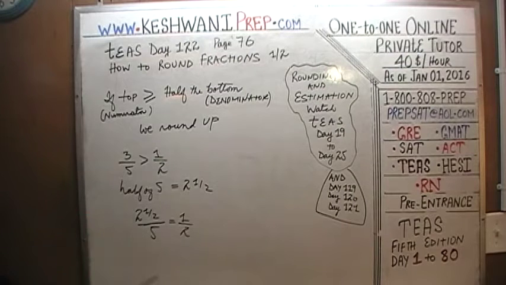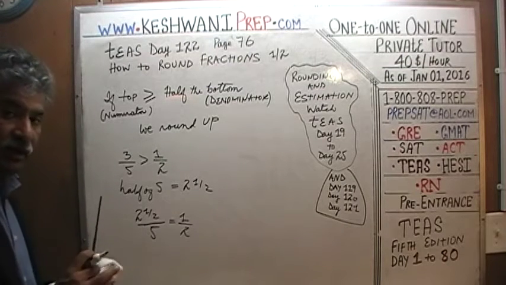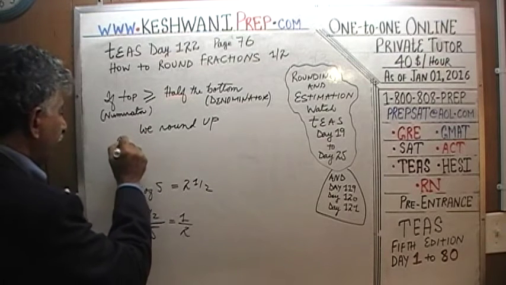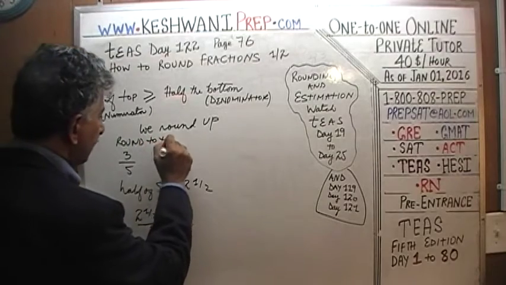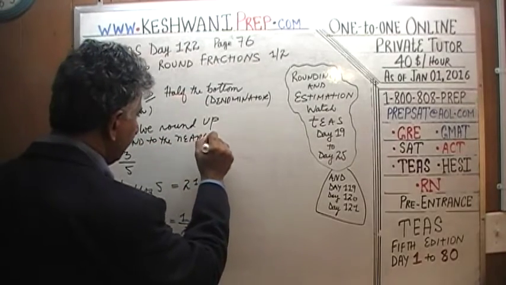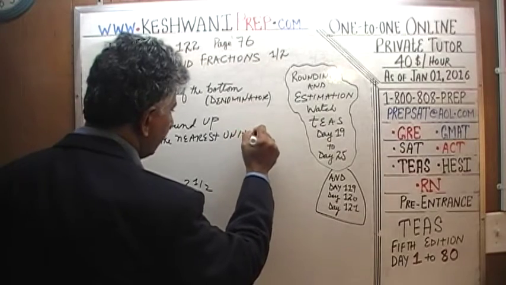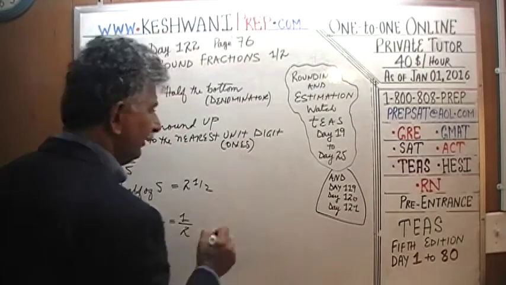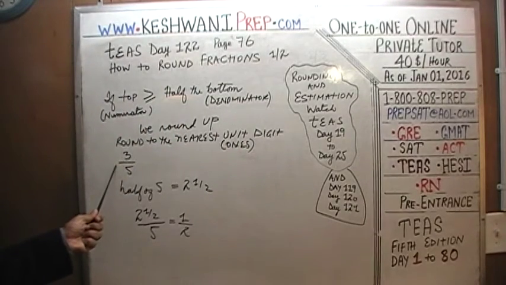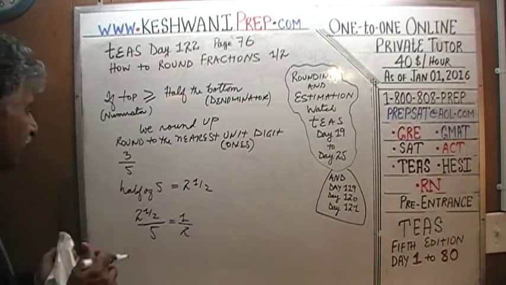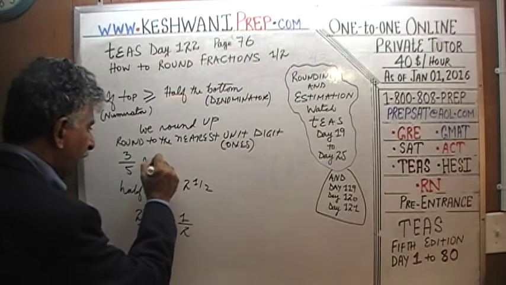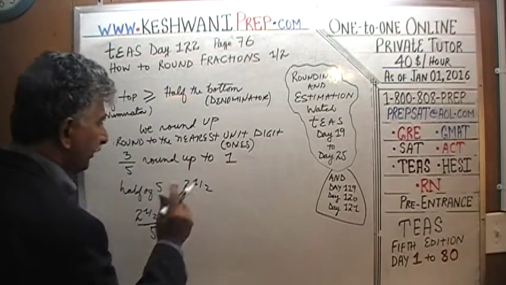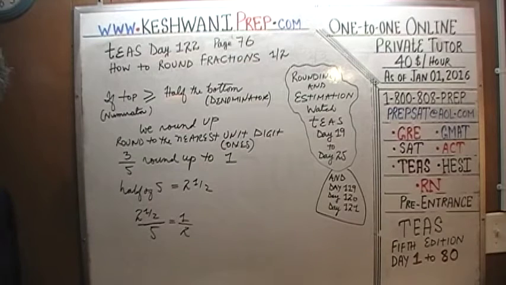Since this is more than half, if we are asked to round this quantity to the nearest unit digit, here's what we are told. We are told to round to the nearest unit digit. Sometimes they will call it unit digit, sometimes they will call it ones digit. So if we are asked to round 3/5 to the nearest unit digit, then we will take the 3/5 and we'll round it up to 1. 3/5 is rounded up to 1 because it's more than half.